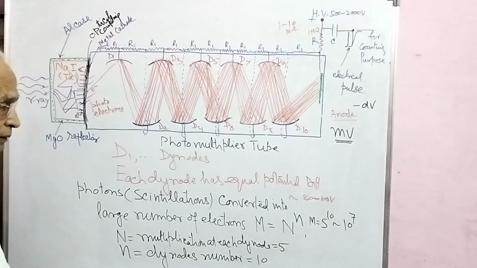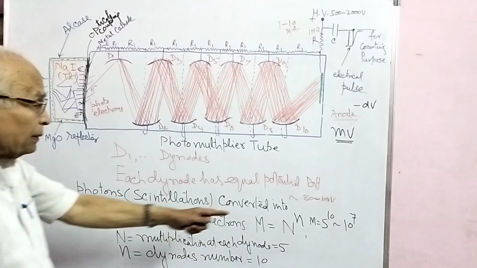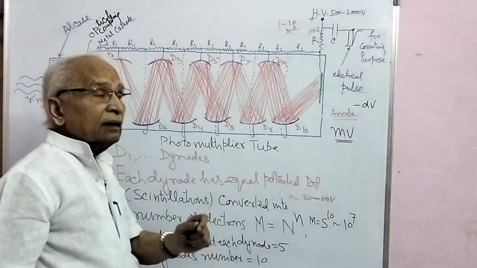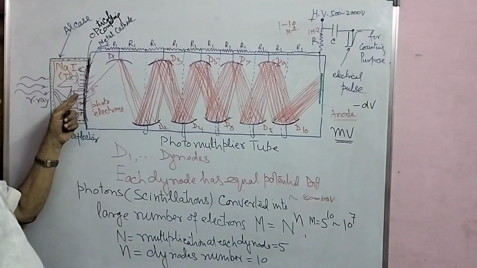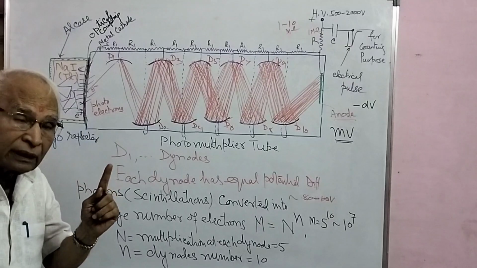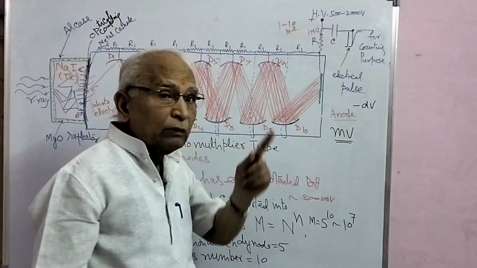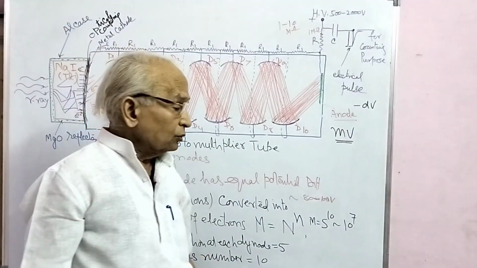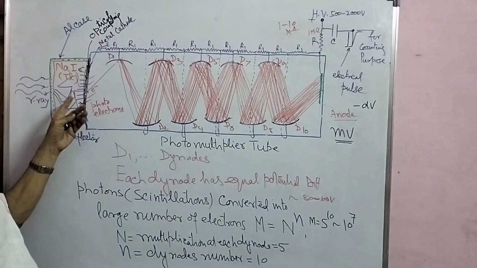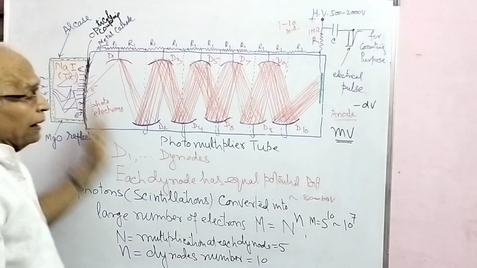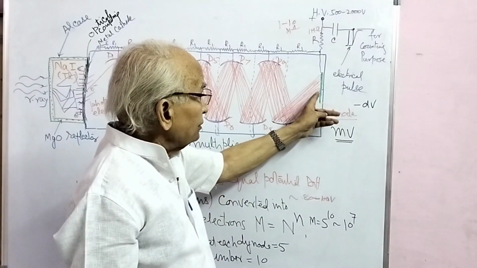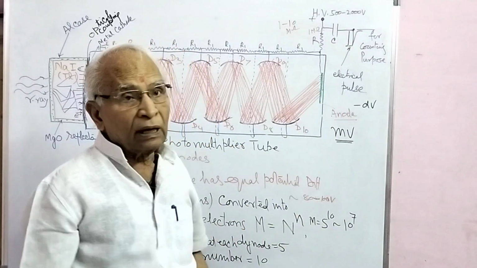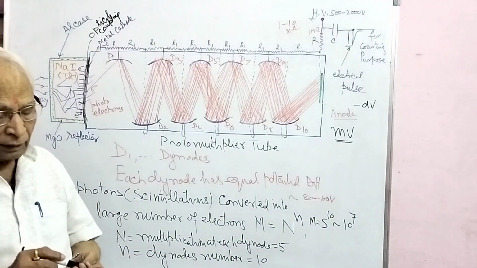So it means, remember, this multiplication is 10 to the power 7. If one electron came from here, from the sodium iodide crystal photocathode, here we will have 10 to the power 7 electrons. So that way you can see how many electrons are coming initially, and then you can say what the charge is finally. So many electrons here means a huge amount of charge collected at the anode.